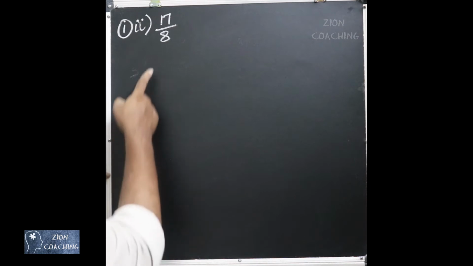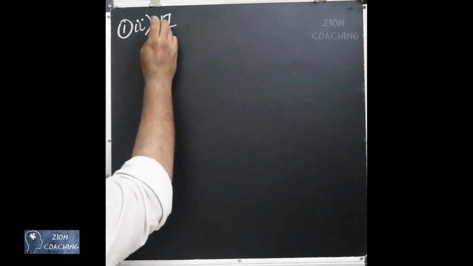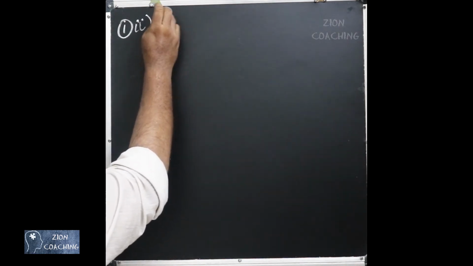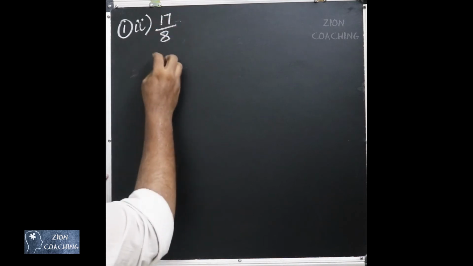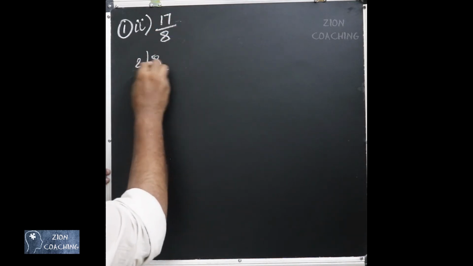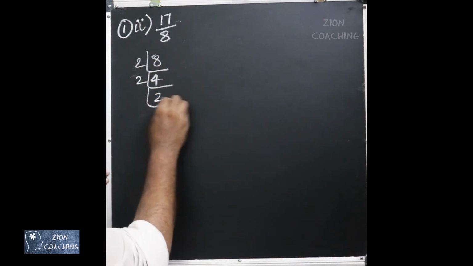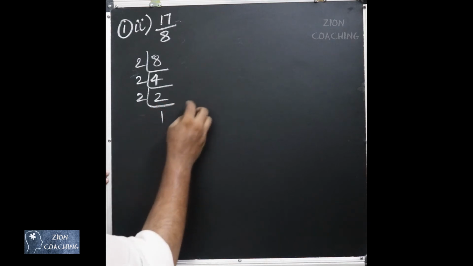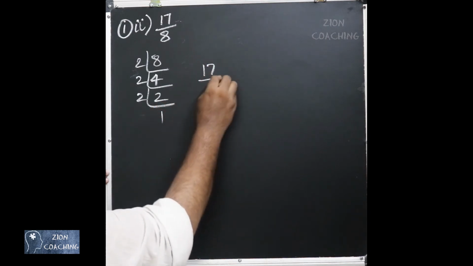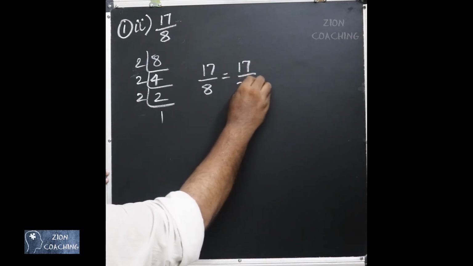We have 17 by 8. Without actually dividing the number 17 by 8, we are going to find out whether it is going to have terminating decimal expansion or recurring decimal expansion. Now we will prime factorize this number 8. 4 2s are 8. Again dividing by 2, you have 2 2s are 4. Again dividing by 2, we have 1. So this number 17 by 8 can be written as 17 by 2 cube.